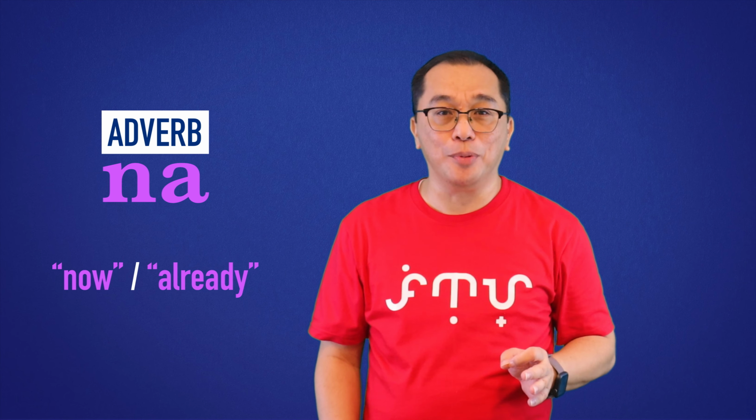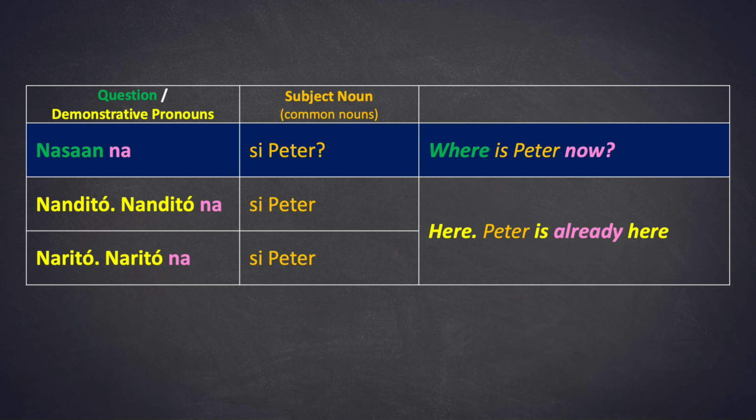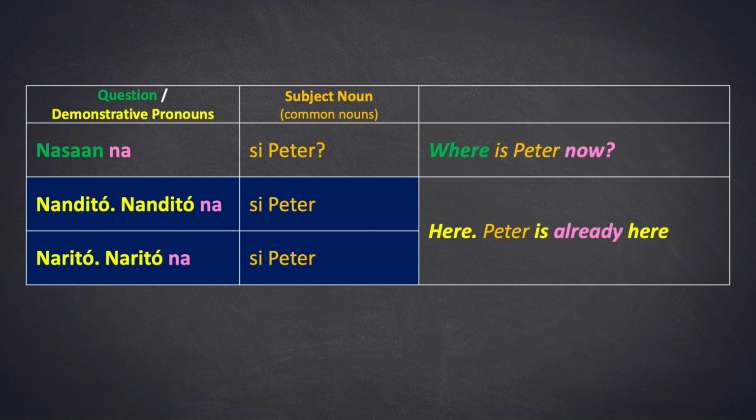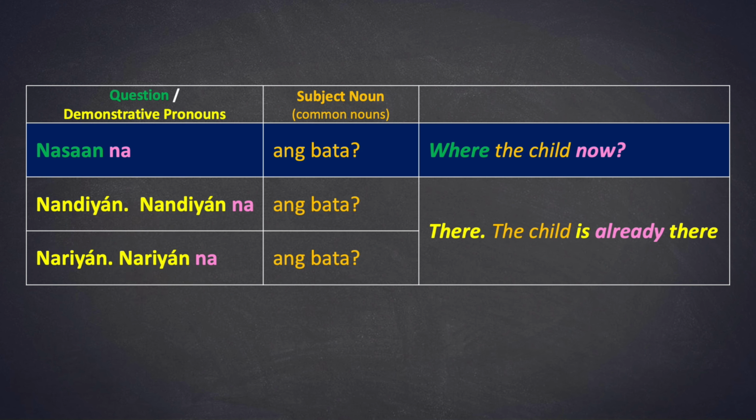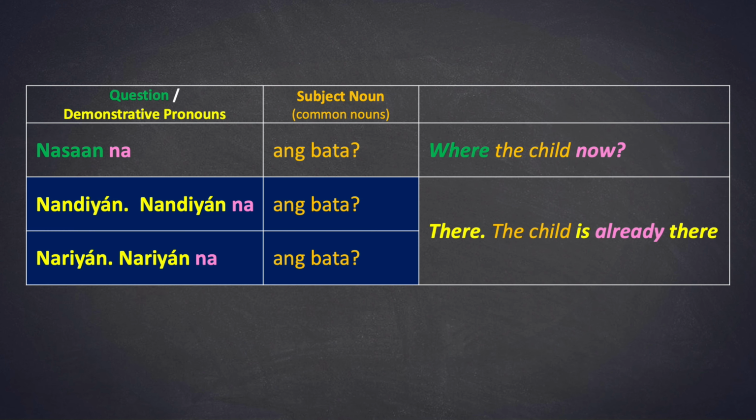Here are some examples. Nasaan na si Peter? Where is Peter now? Nandito na si Peter. Narito na si Peter. Peter is already here. Nasaan na ang bata? Where is the child now? Nandiyan na ang bata. Nariyan na ang bata. The child is already there.